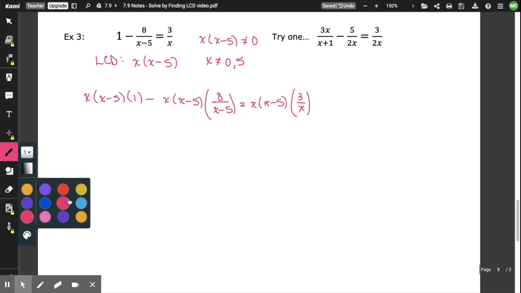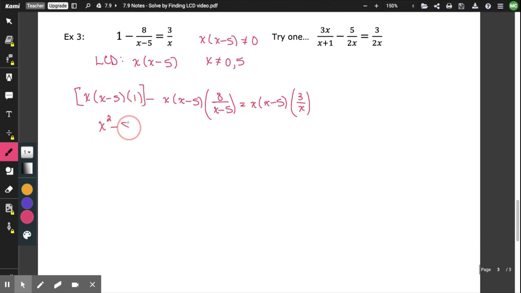Now again, when you multiply by the least common denominator, the effect is going to be that all of the denominators are going to cancel out within the problem. The first term that I had there had no denominators, so there's nothing to cancel. So I'm just going to go ahead and perform this multiplication here. So I'll distribute the x. That would give me x squared minus 5x times 1 is just itself, of course.